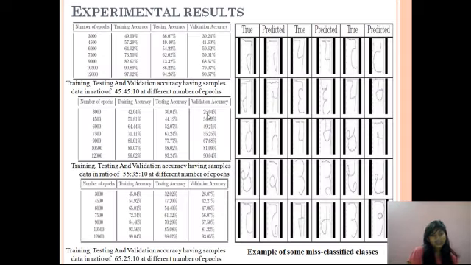This is the result I have achieved. I have used 3 different ratios of our data set to compute the training, testing, and validation accuracy, and the highest results obtained are 99.04 for training, 98.07 for testing, and 93.05 for validation. And these are some misclassified characters, which are classified incorrectly by our model.